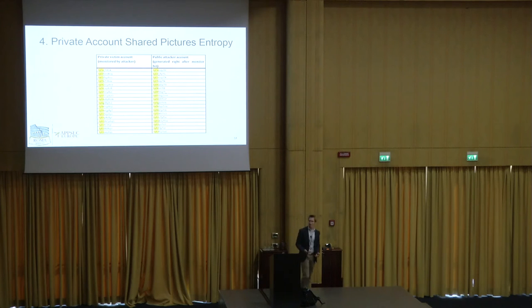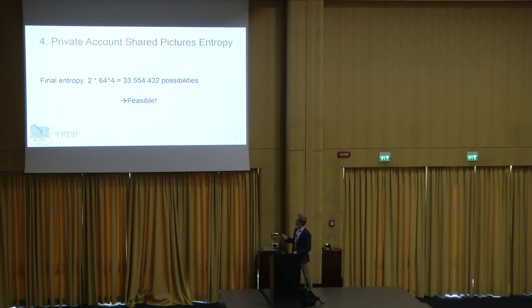Because if we do the math now, we have four well-known characters. The seventh and the eighth we can already predict, so that only leaves four. So 64 possibilities per character to the fourth, times two, because the eighth character can be of two values. It gives you 33 million possibilities, which is easy to brute force nowadays with a simple brute force tool. Trying to fetch 33 million URLs only takes a couple of hours with a server that has a good uplink.